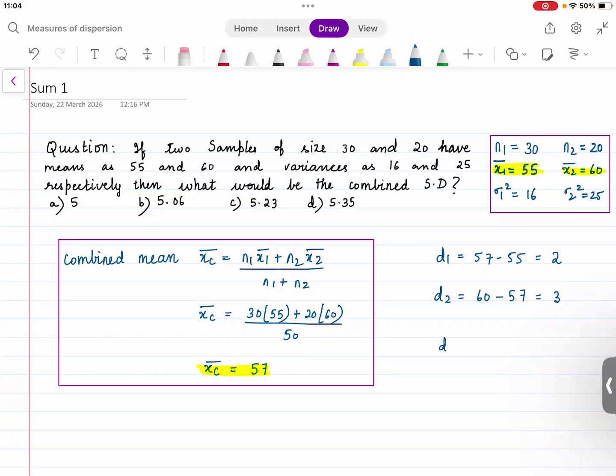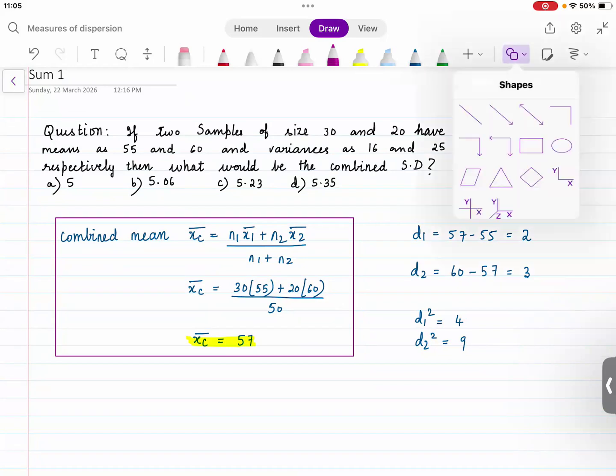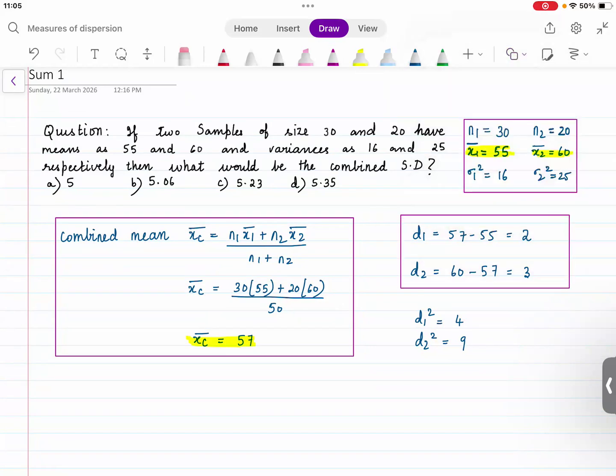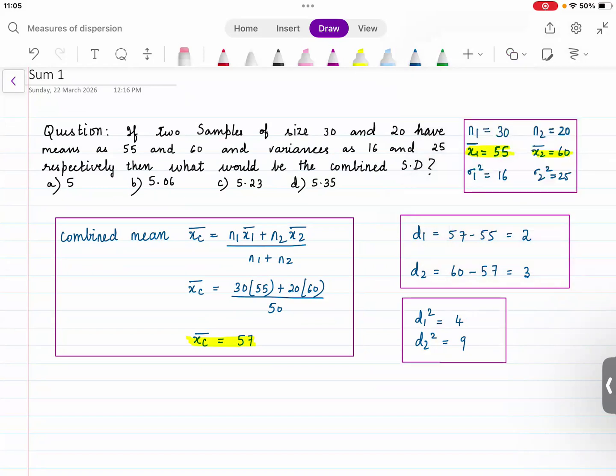So I'm calculating what is D1 square and D2 square as well. What is D1 square? 2 square, which is 4. And what will be D2 square? D2 square is 9. So that I can directly substitute in the formula. So I've calculated D1, D2, and I've calculated D1 square and D2 square as well. Now the final step, we're going to calculate the combined standard deviation.